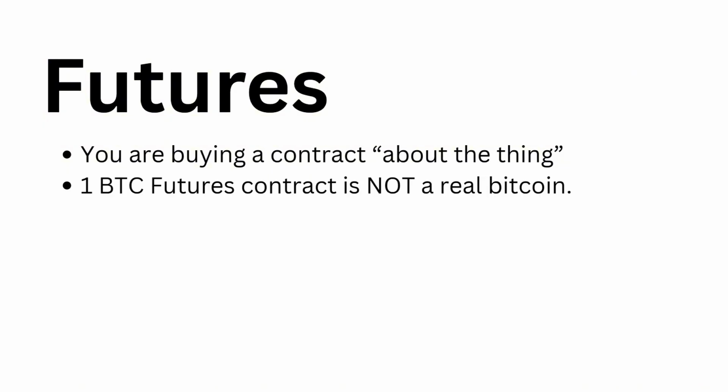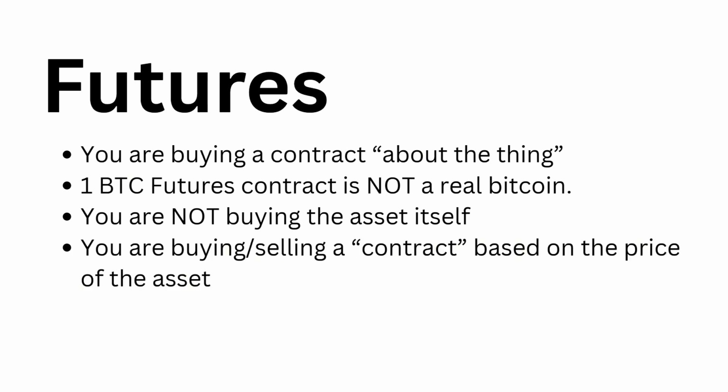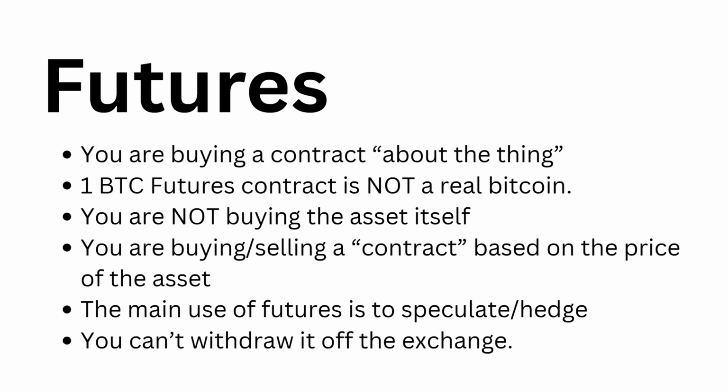So one Bitcoin futures contract is not a real Bitcoin. You are not buying the asset itself. What you are buying and selling is a contract which is based on the price of the asset. And the main use of futures is to speculate and or to hedge. And you also can't withdraw it off the exchange.